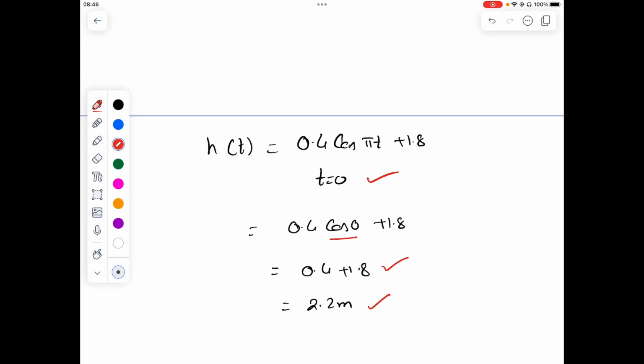Now, the next part of the question. What is the next part of the question?